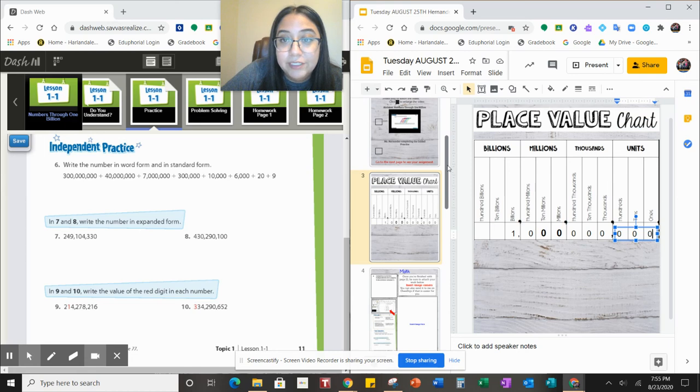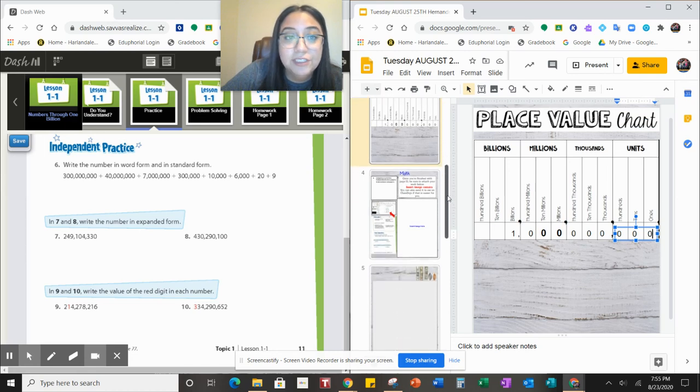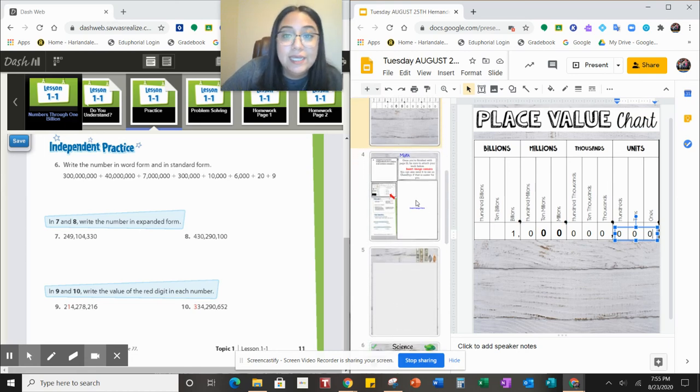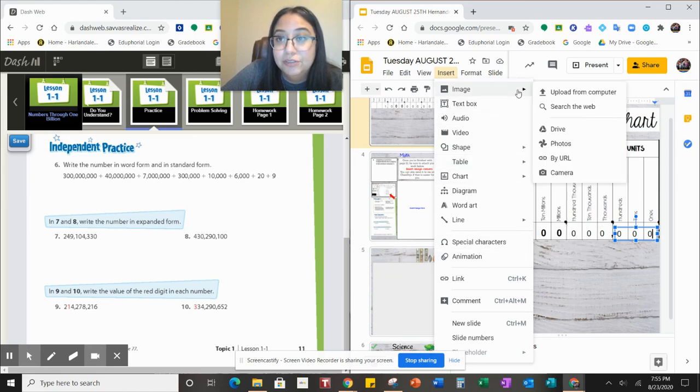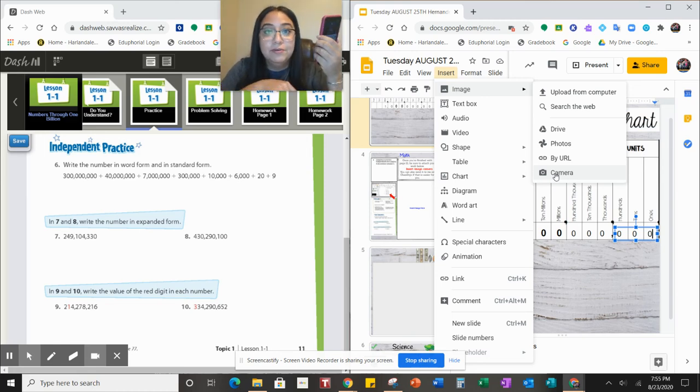And then what you are going to do also is once you're done with the page, you can take a picture. So what you're going to do is you can put insert, and then you can put image, and then camera. And what that'll do is it'll pop up your camera, and you can take a picture of the worksheet. You can also get it to me in Class Dojo. So you can take your phone, take a picture of your work and then send it to me like that, okay?